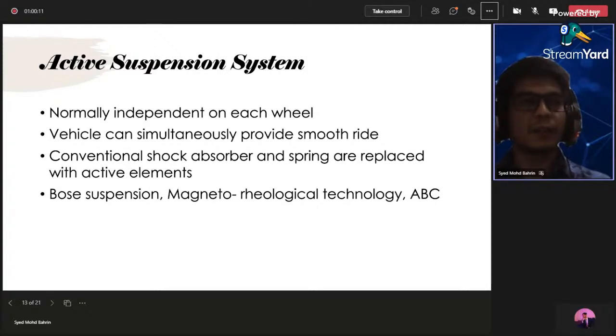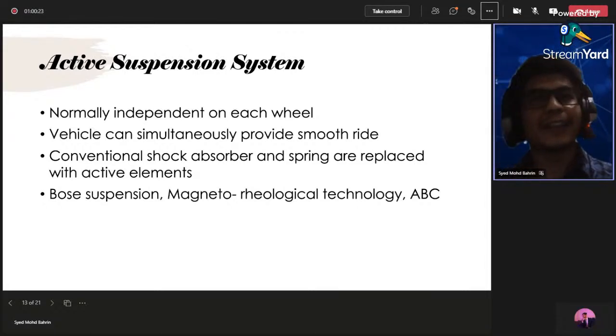For example, the same vehicle you're going to use for on road as well as off road, because what happens is the on-road vehicle doesn't work well off road in terms of comfort and handling. And the off-road vehicle doesn't work well on the on-road.